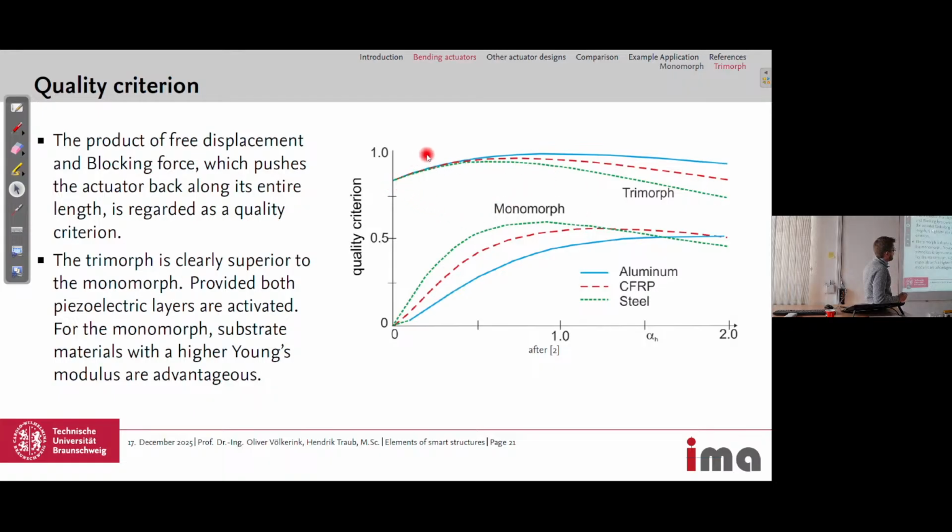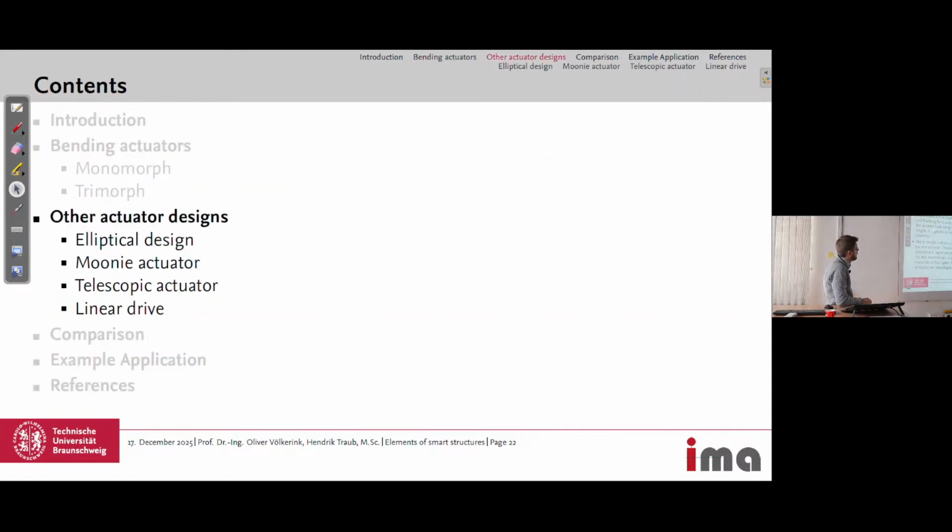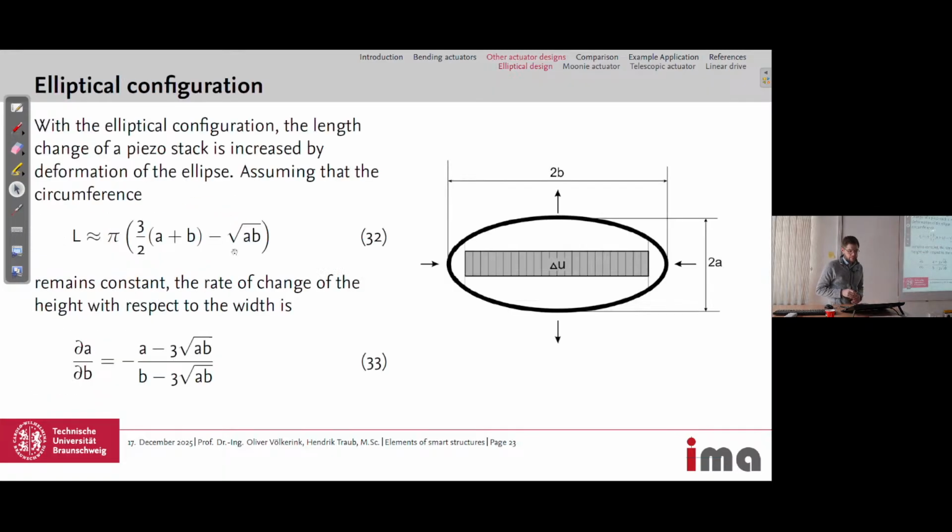So if we take into account the stroke amplification as well as the force reduction in the quality criterion, the highest Young's modulus has the highest quality criterion, and aluminium with the lowest modulus the lowest, and for the trimorph it's the other way around. So these are the bending actuators. We looked at monomorph and trimorph, and now we go over to other actuator designs.